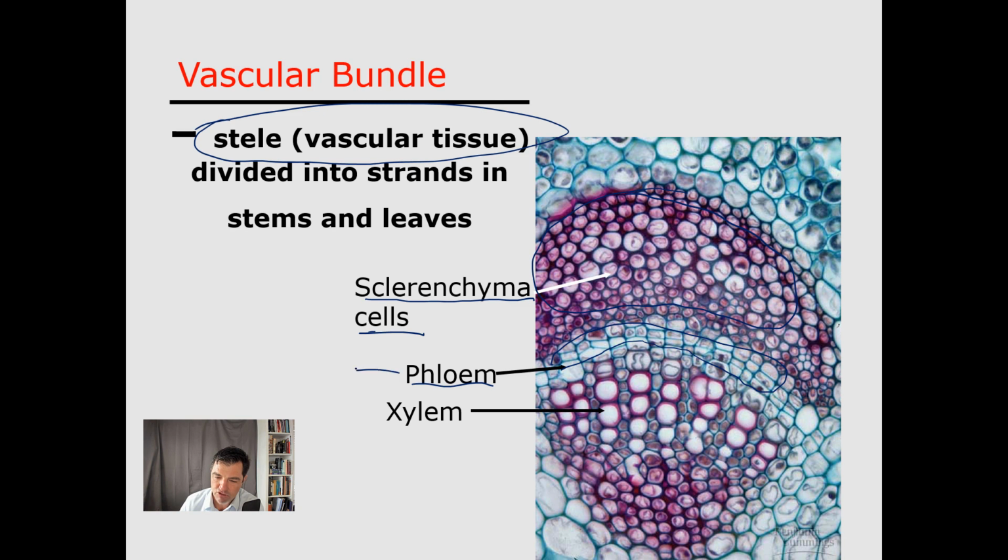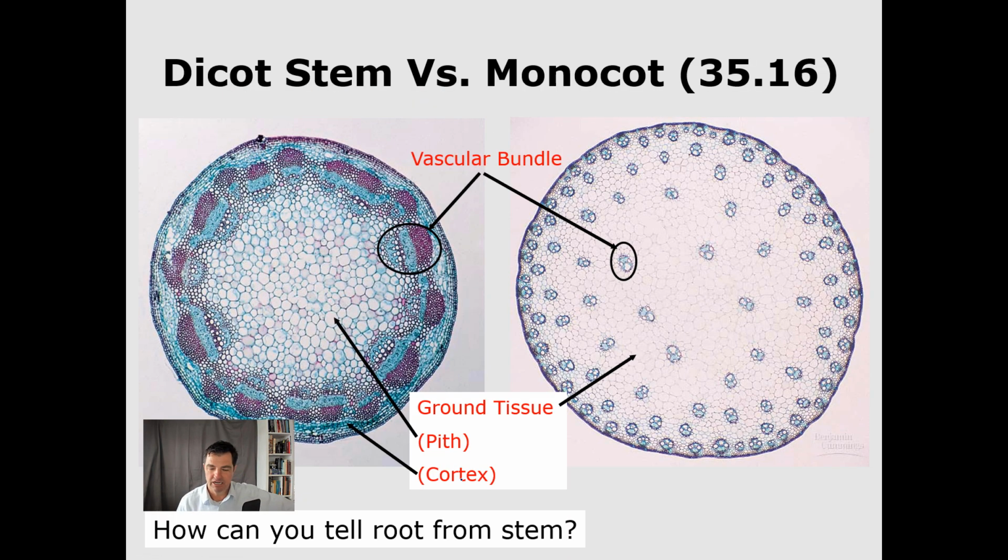Remember, phloem transports food primarily. And then you have these sort of red colored rings here. Those are xylem. No, xylem is used to transport water. Okay, and that happens in stems and leaves as well.